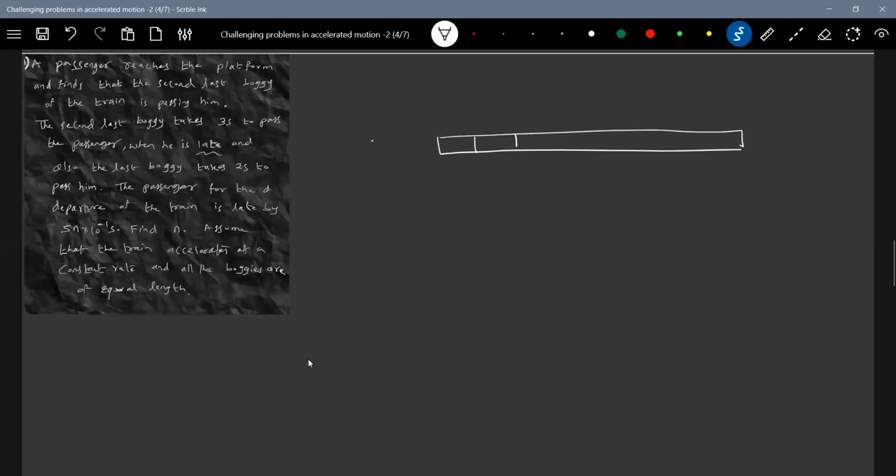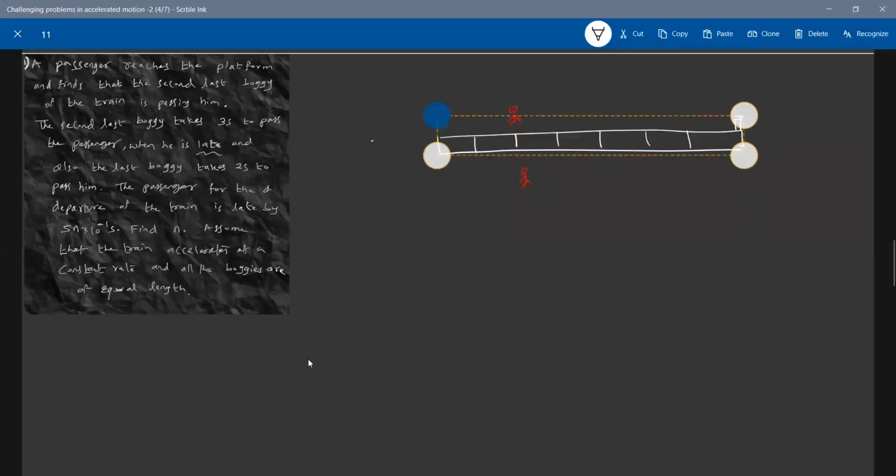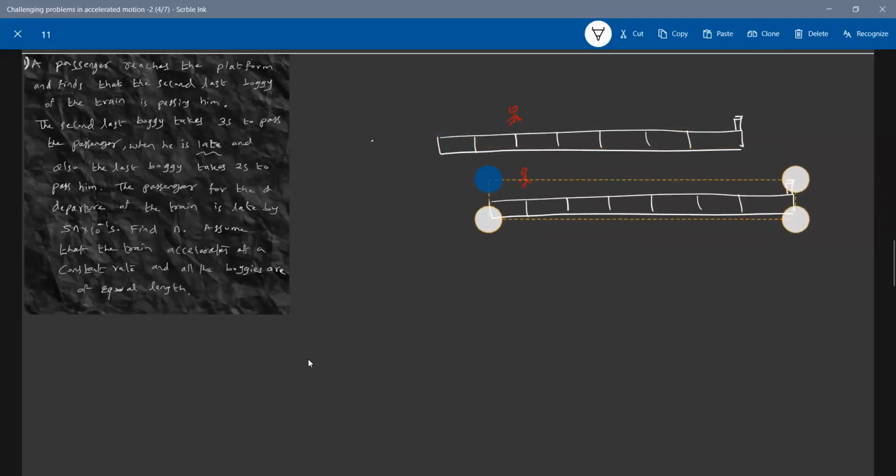This is the second last bogie, and the passenger is here. Then after what time? The passenger position will not change. You will be there only. Then the time taken by the last bogie and the second last bogie to pass through, that information is available. So you can bring it here.